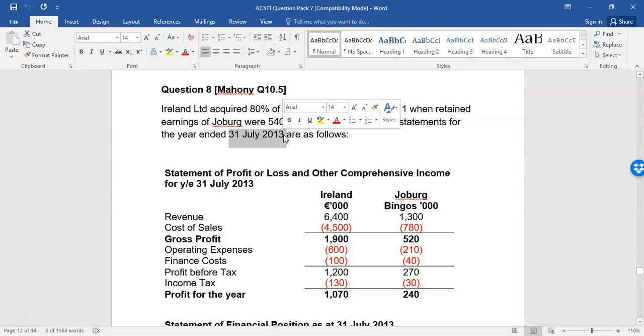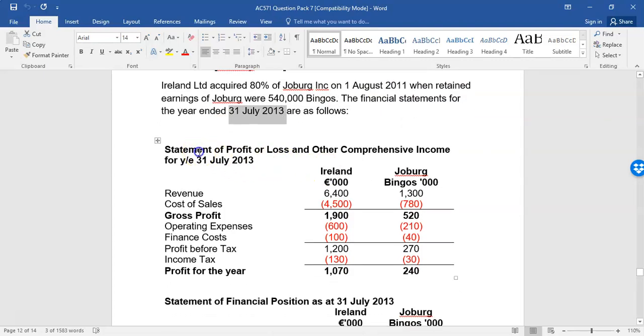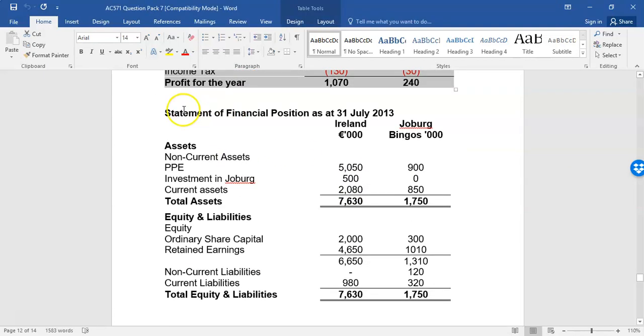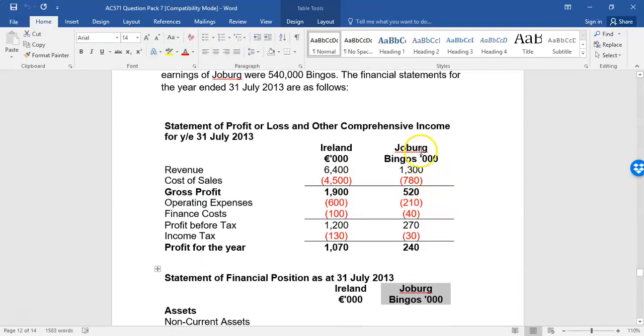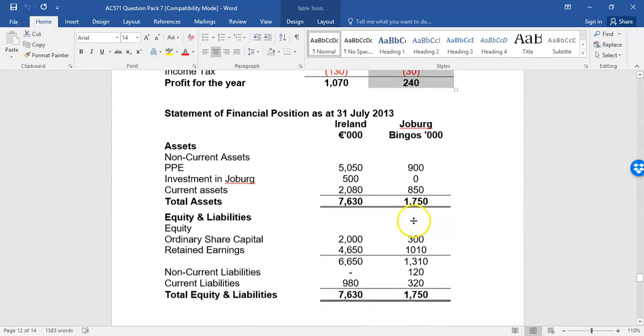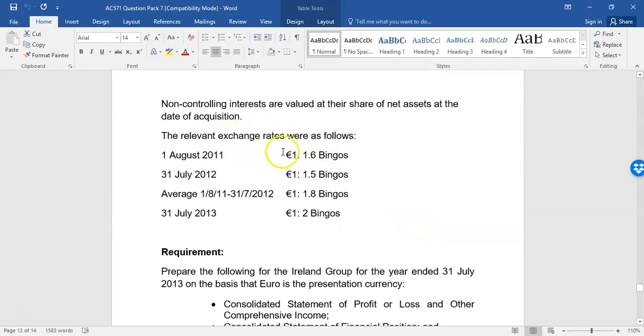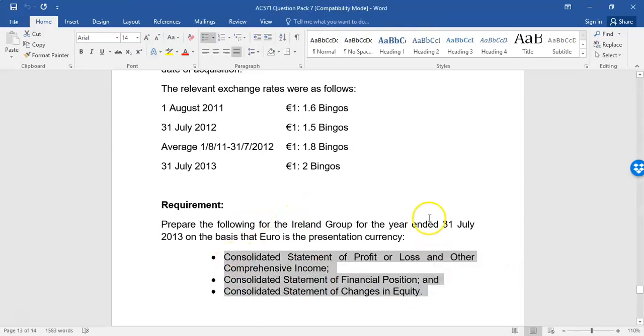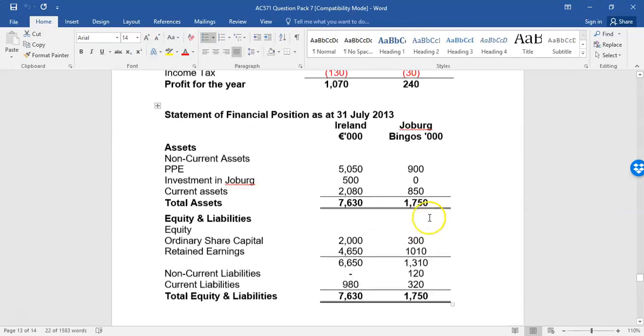So that will be important when we're doing the FX differences because we're going to have to split current and prior year. So this is the last added complication you can get. So you see here the P&L for the year ended 31st July 2013, and you have the statement of financial position. And the investment in Joburg is €500,000, but all of Joburg's financial statements are in a foreign currency called bingos. And what you're asked then is, you're given exchange rates at different periods, and you're told to prepare the 3 main financial statements. Right. So again, we approach this as normal, as we approached question 7 as well.